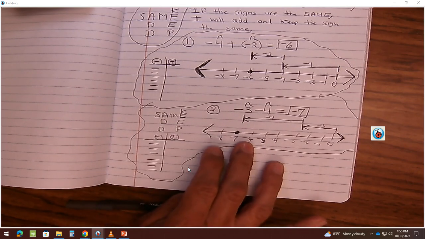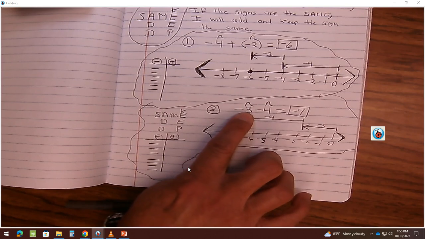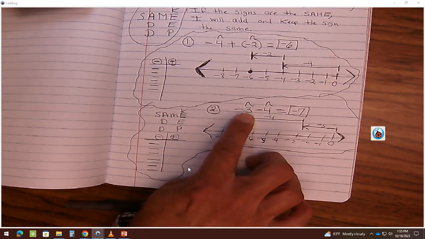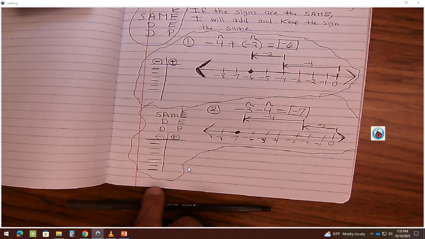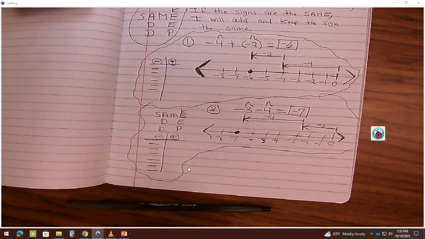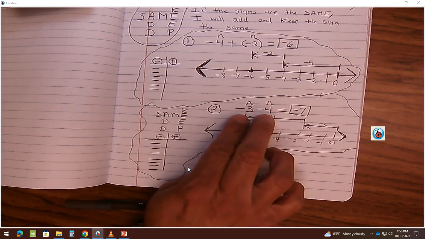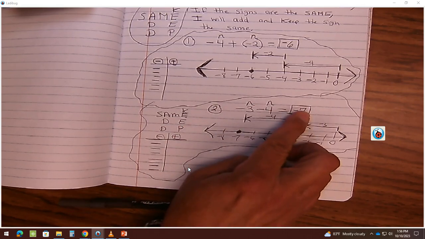But this works too. And the reason I want you to learn the rules is because when these numbers become bigger, like -83 plus -50, I don't think you're going to want to draw 83 of these negatives here, or the thing going all the way on the number line forever. Do you understand? So that's why I prefer that you just listen to the rule. Add and keep. Add 7, keep it negative. There, I'm done.